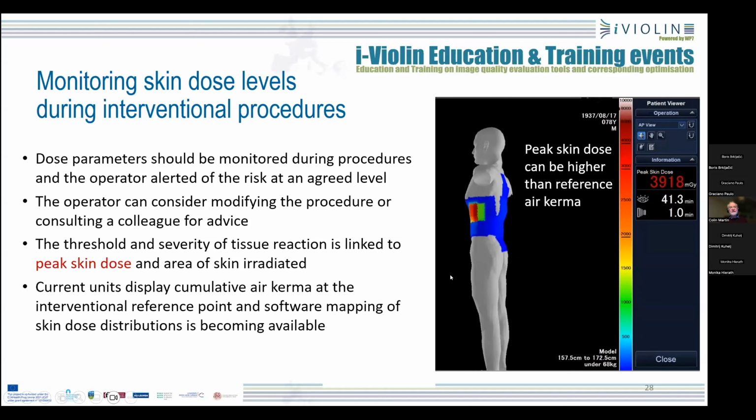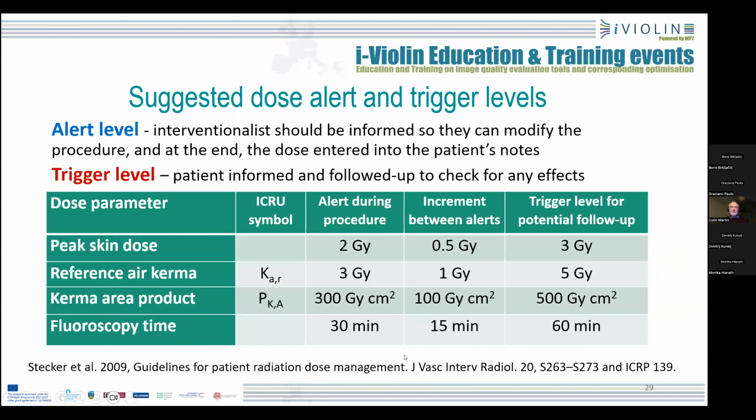So the factor that is important is the peak skin dose in determining whether there's going to be any effect. But for units that don't have this facility, the important thing to look out for is the cumulative air kerma at the interventional reference point, which simulates the skin dose really at the center of the X-ray beam, and get someone to monitor that during a procedure.